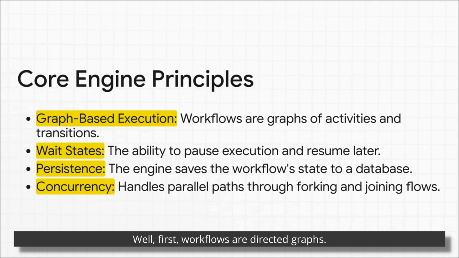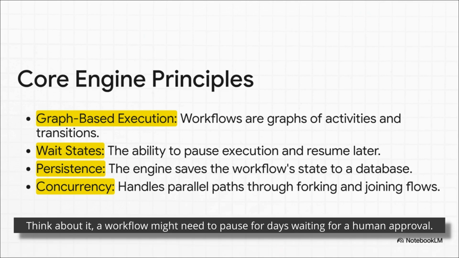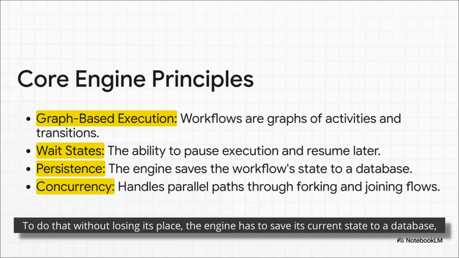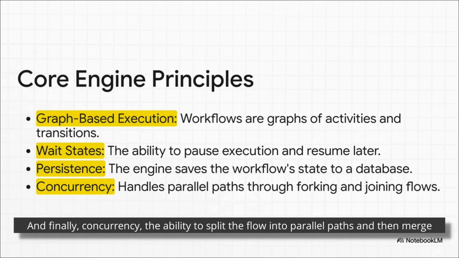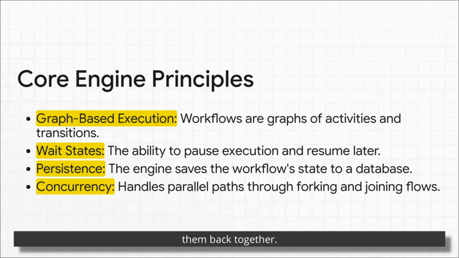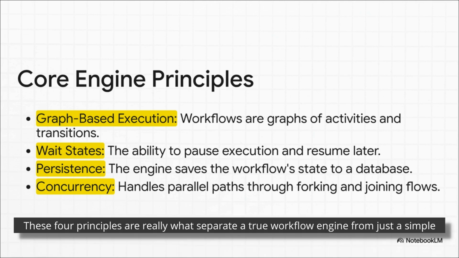Well, first, workflows are directed graphs. Simple enough. Second, they have to support wait states. Think about it. A workflow might need to pause for days waiting for a human approval. To do that without losing its place, the engine has to save its current state to a database, which brings us to the third principle, persistence. And finally, concurrency, the ability to split the flow into parallel paths and then merge them back together. These four principles are really what separate a true workflow engine from just a simple script.